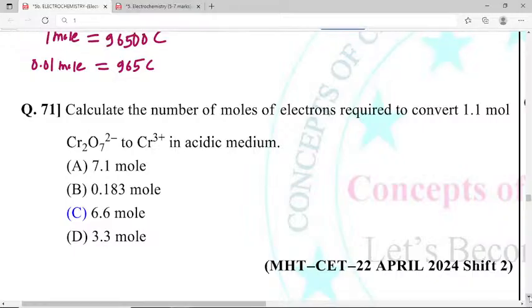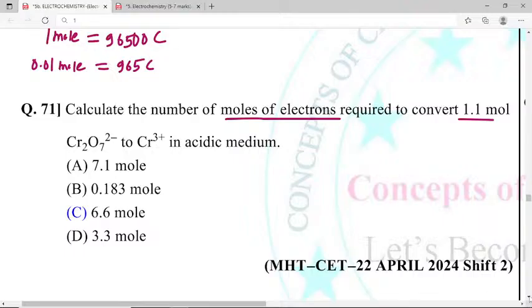Next, calculate the number of moles of electrons required to convert 1.1 mole of Cr2O7 2-. Very important question. What is the oxidation state of Cr here? This is minus 14 plus 14, 12 plus 6. So chromium is plus 6. Chromium plus 6 plus 3 electrons, 2 times chromium plus 6. Chromium plus 6, 2 mole.